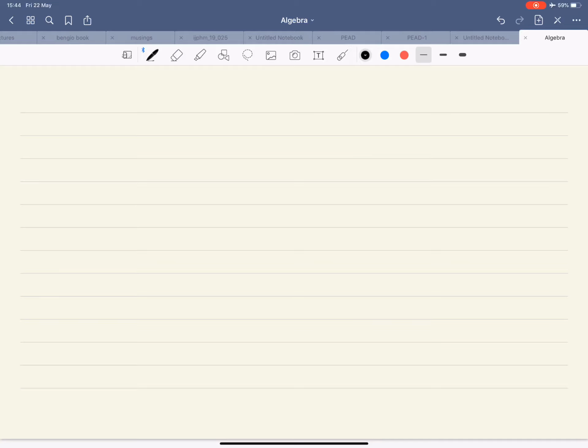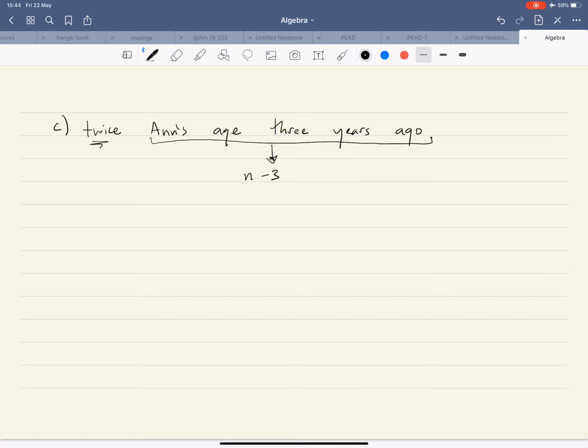Okay, the next phrase that we'll take a look at is twice Anne's age three years ago. So Anne's age 3 years ago is going to be Anne's age now minus 3. And then we want to do twice that, so that's going to be 2 times n minus 3.